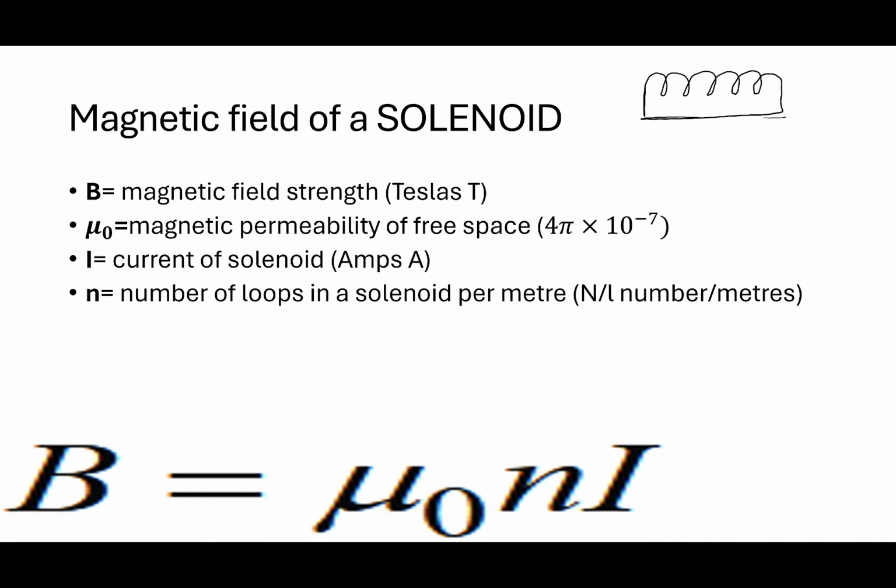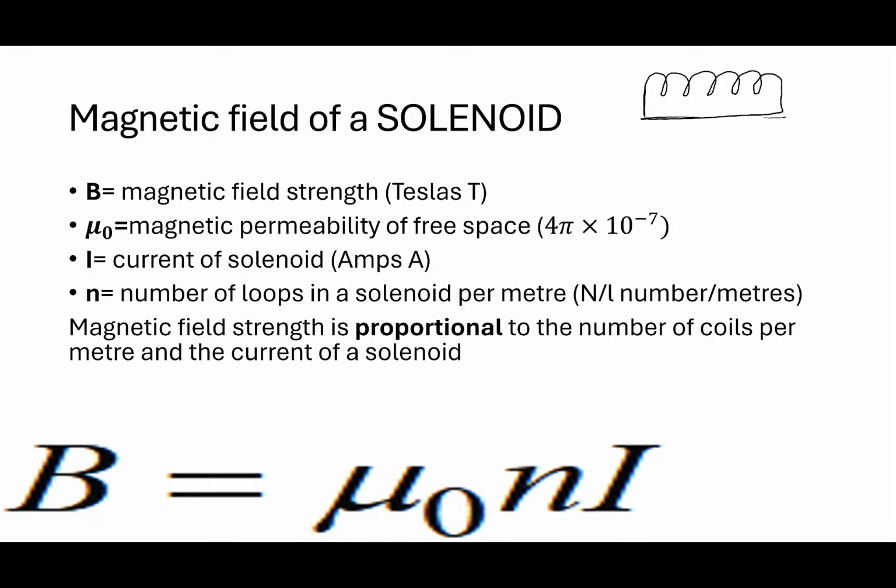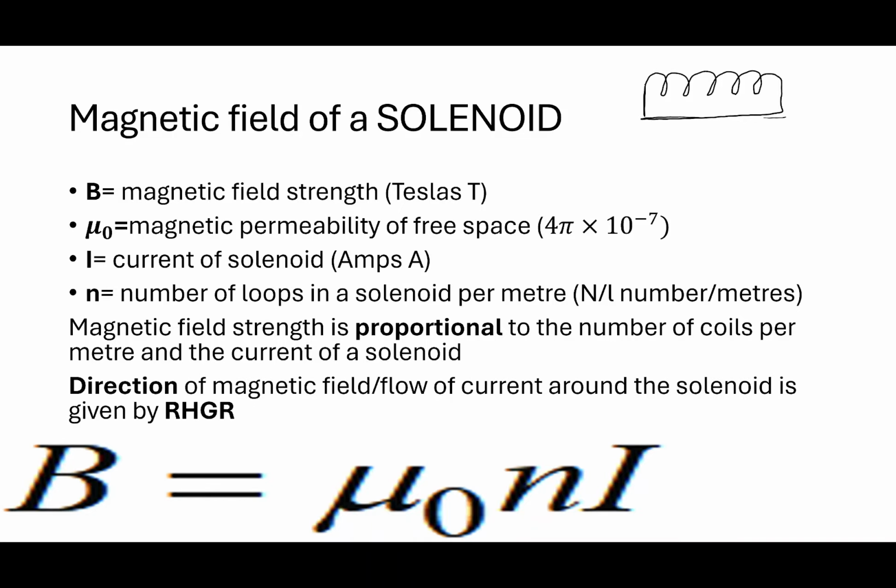And this is the number of loops per meter that the solenoid measures, how long the solenoid is. So magnetic field strength is proportional to the number of coils per meter in a solenoid and proportional to the current of the solenoid. And the direction of the flow of current around the solenoid is given by the right-hand grip rule.